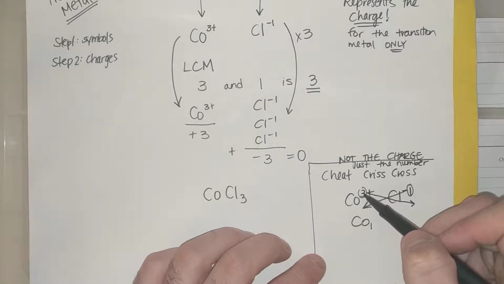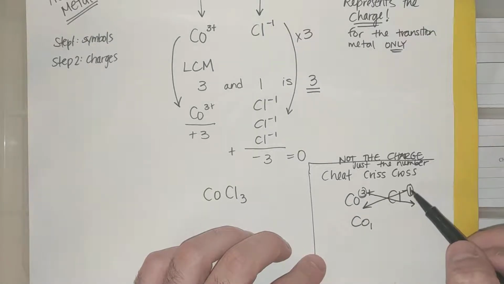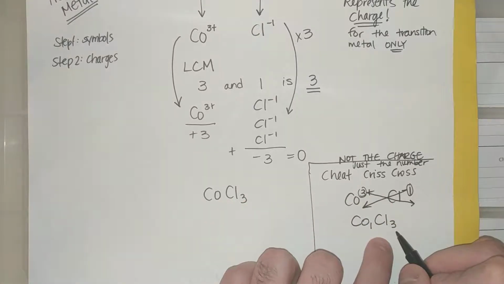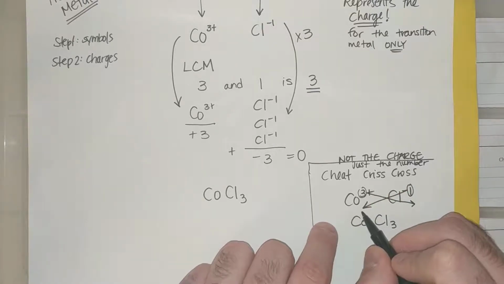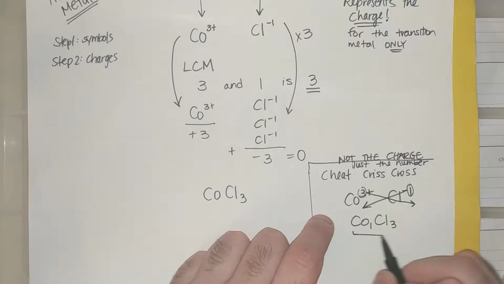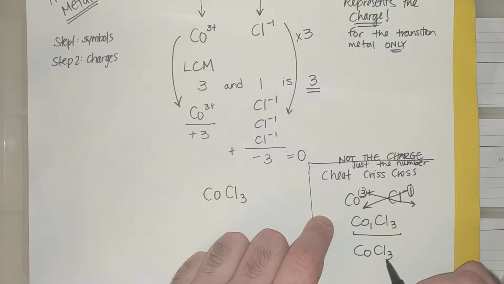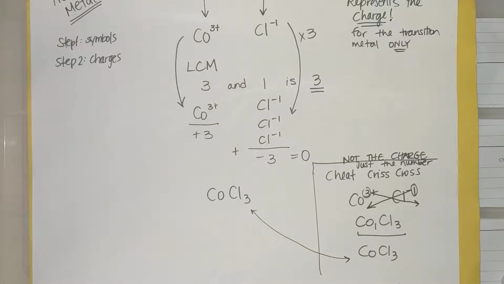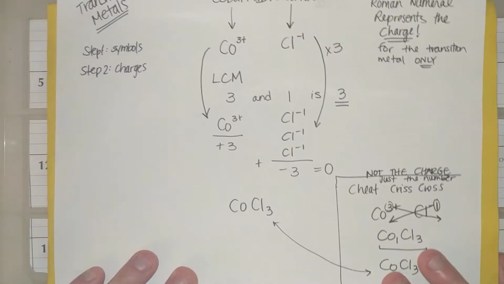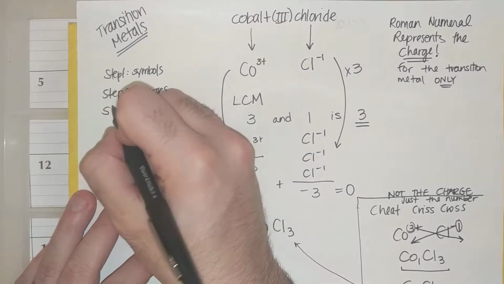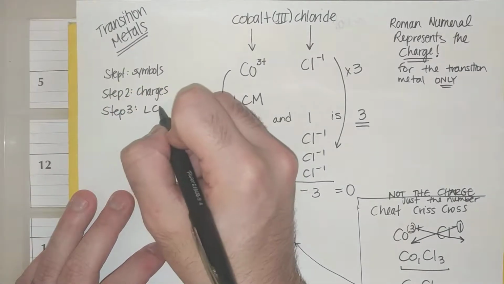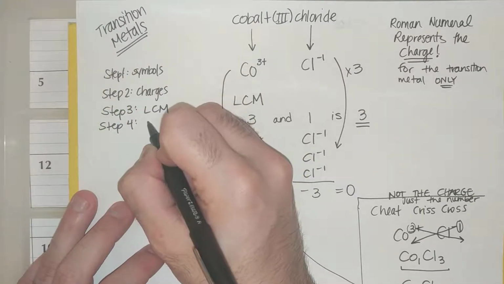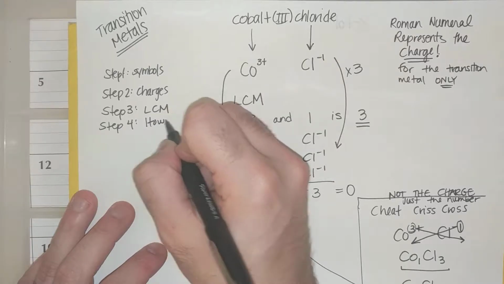So I'm going to put the 3 over by the Cl and the 1 over by the Co. The 3 went over by the Cl, I got Cl3. The 1 went over by the Co, I got Co1. And then we don't write 1s in formulas, so this becomes CoCl3, the same answer. Okay, so step 3, after finding the charges, I like to do least common multiple. Step 4 becomes how many of each ion.